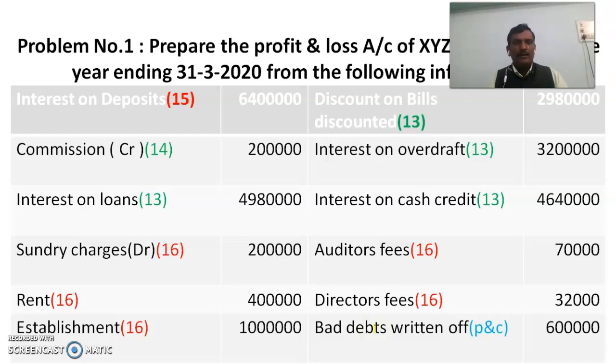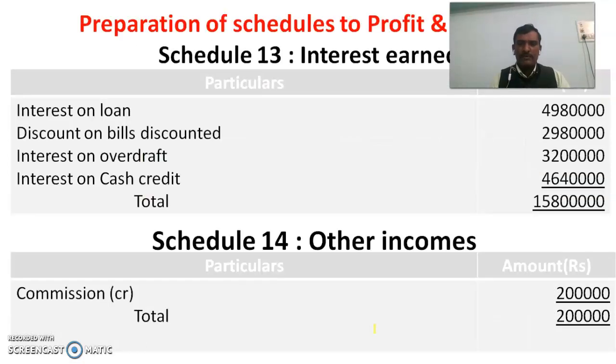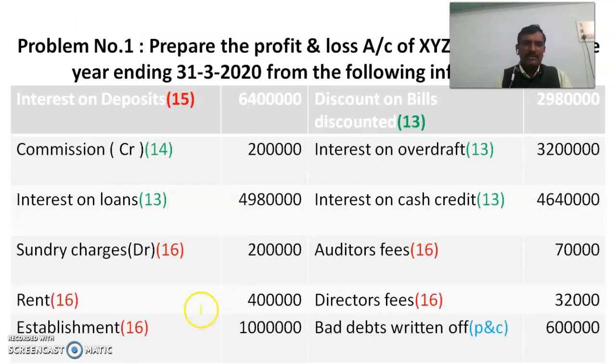Then based on these bifurcations, now we have to prepare the schedules to profit and loss account. So first of all schedule number 13 for interest earned. So the items given in the information are to be taken here. So just you can look over this information.